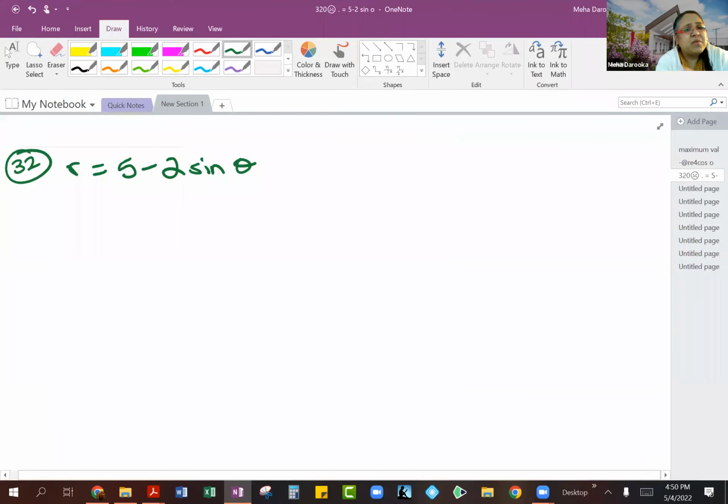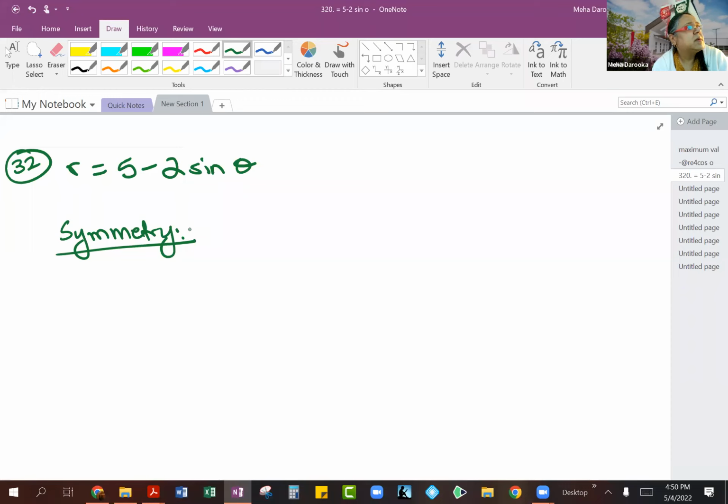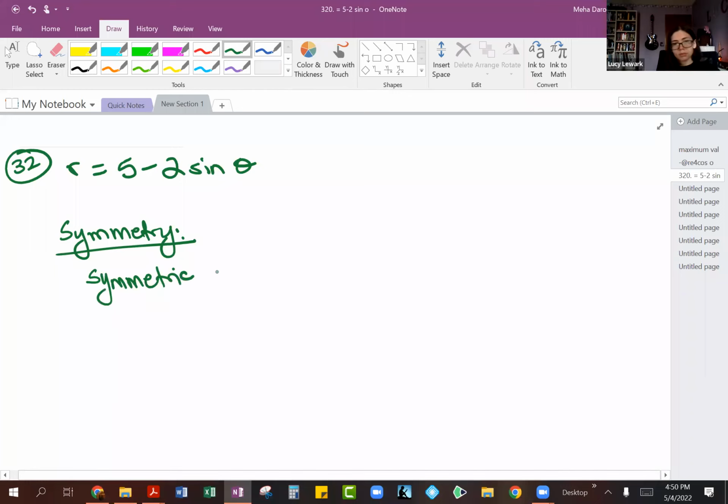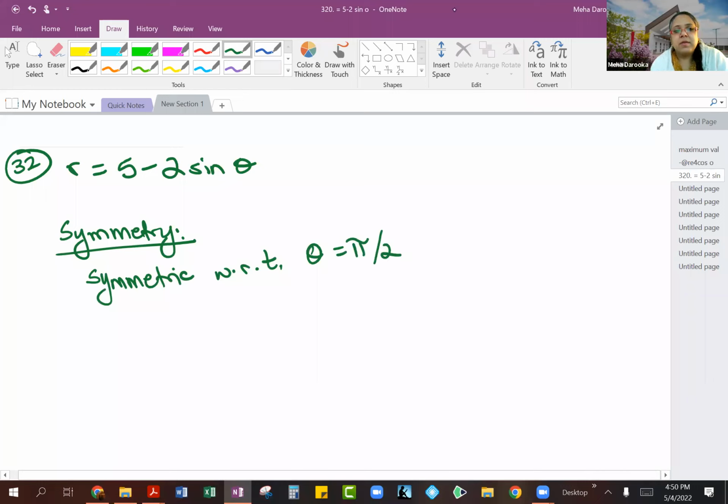So again, let's talk about what kind of symmetry this function will have. Would it be the line of pi over 2? Yeah, because this is a sine function, right? You can see it's got sine theta in there. So, with respect to pi over 2, that will be our line of symmetry.